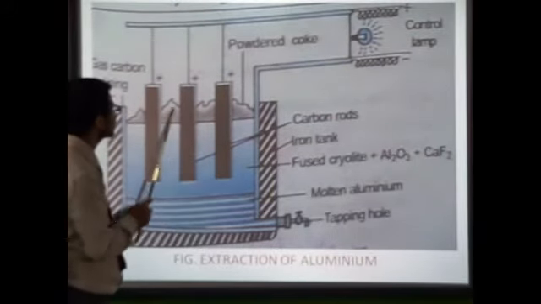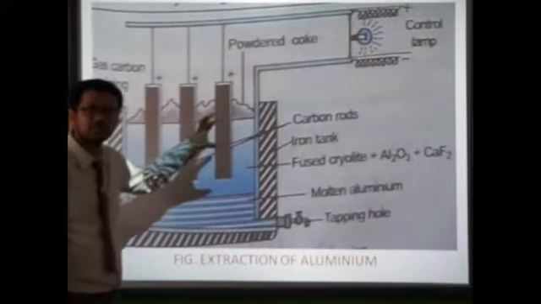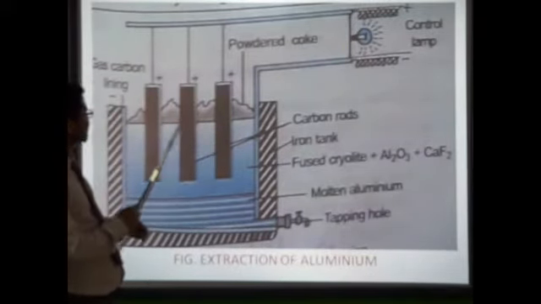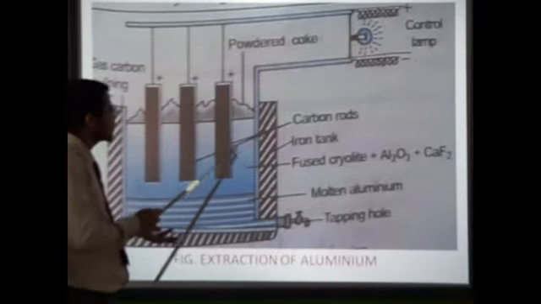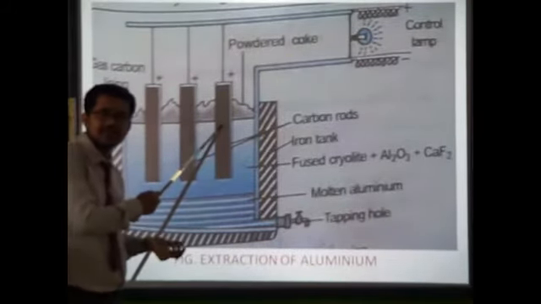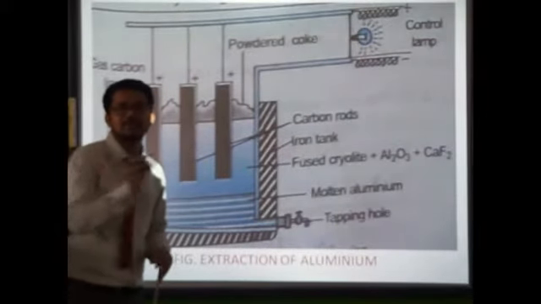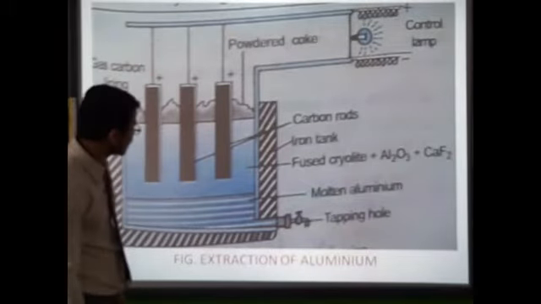So, this powder coke is sprinkled in order to reduce heat loss through radiation, and in order to prevent this anode from getting oxidized, because oxygen generally comes in contact with it and it may burn. So it reduces the speed at which these rods convert to carbon dioxide.